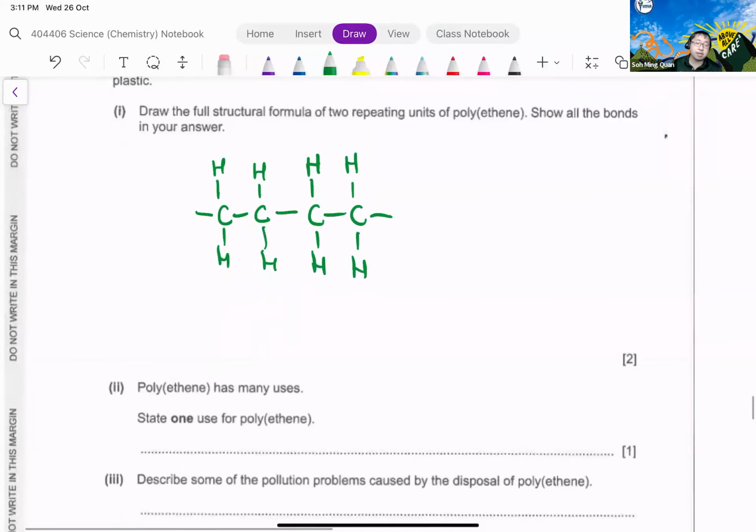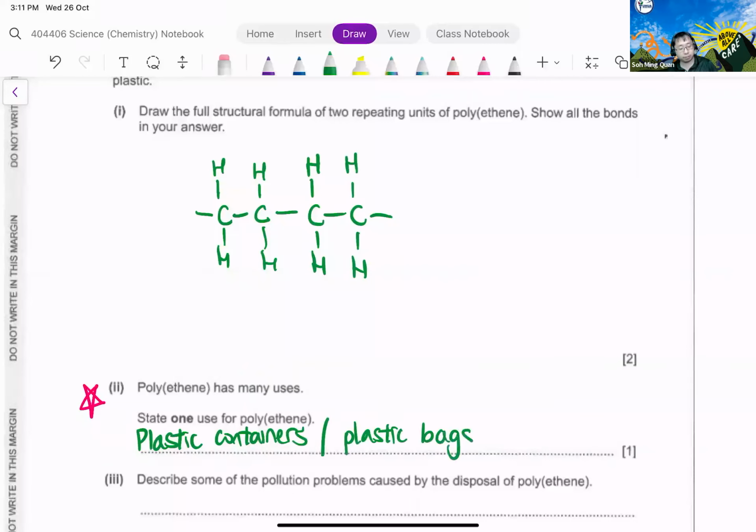Next, state uses for polyethylene. Now this one is difficult because most students never go and study this part of the syllabus. Now, how can polyethylene be used? Polyethylene is commonly used to make plastic containers. Otherwise, it's used for plastic bags. Don't just write plastic. At least tell me it's a container or a bag.